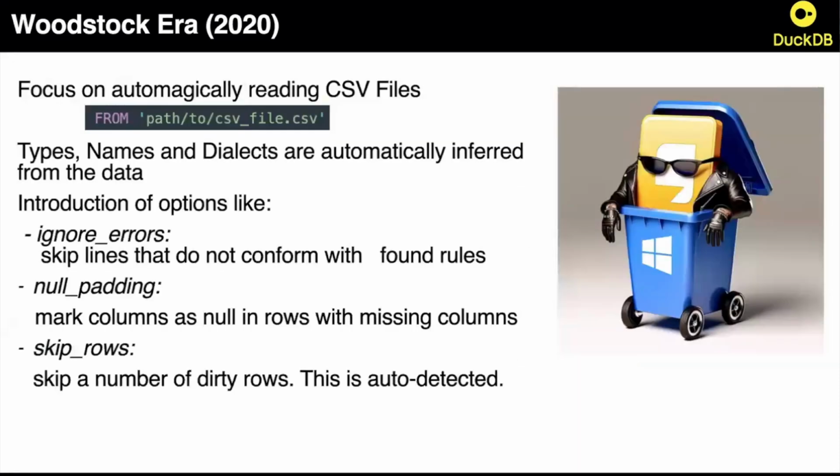Yeah, so this Woodstock era really focuses on auto-magically reading CSV files, right? So instead of setting all these things up, the idea is you can just have a FROM, a path, and you read your file into a relational database. So types, names, and dialects are automatically inferred. And you have a lot of options like ignore errors, where you can skip lines if things are really broken and you cannot recover from it. You also have null padding. It's like, oh, my row here is missing a column. So instead of ignoring it, I pad it with null, I ingest it in the database and things are good. And you have skip rows. It's like, okay, there are some dirty rows on top of my file. I can just skip them. And this is also auto-detected.